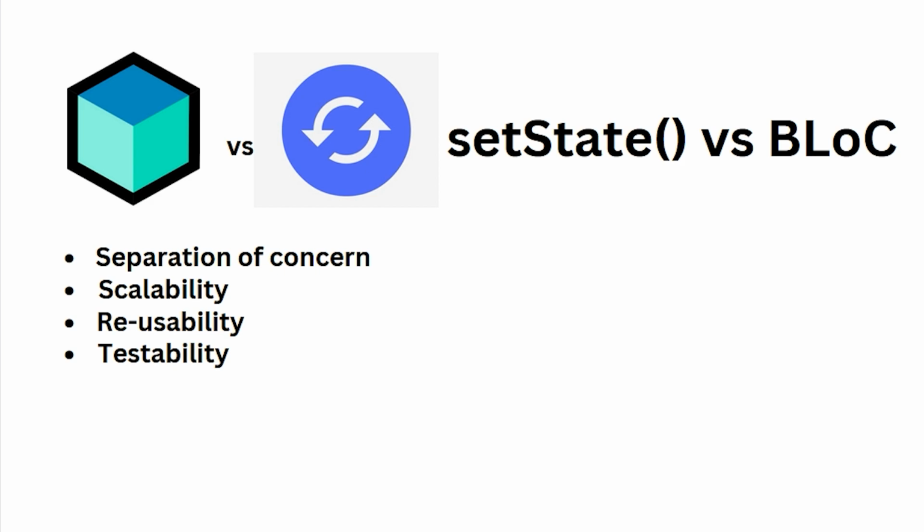And the third reason is reusability, which means that setState makes it hard to reuse the business logic across different parts of the application, and a state management solution like Bloc makes it easy for us to reuse the business logic across multiple parts of the application.